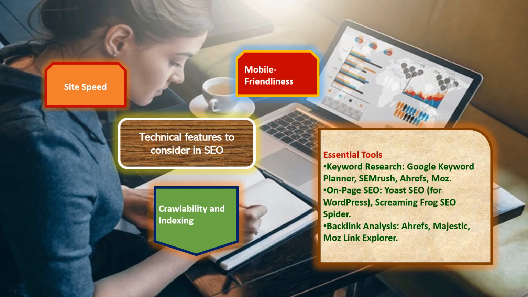There are some essential tools which you should also use for good practice in SEO. For keyword research, we should use Google Keyword Planner, SEMrush, Ahrefs, Boost. For on-page SEO, Yoast SEO for WordPress, Screaming Frog SEO Spider. Then for backlink analysis, we should use Ahrefs, Majestic, Moz Link Explorer.